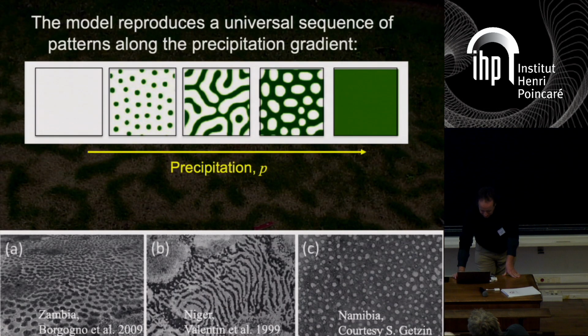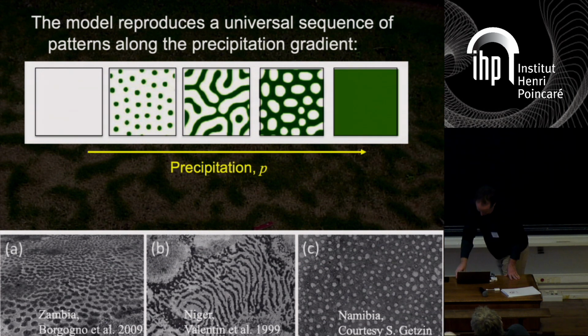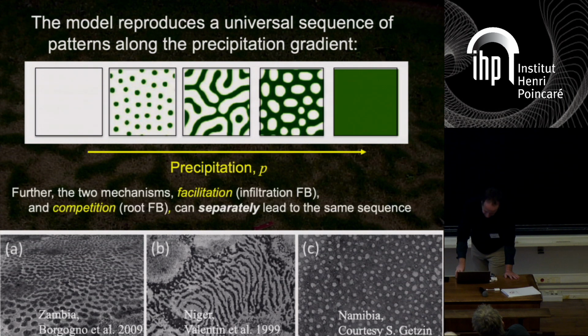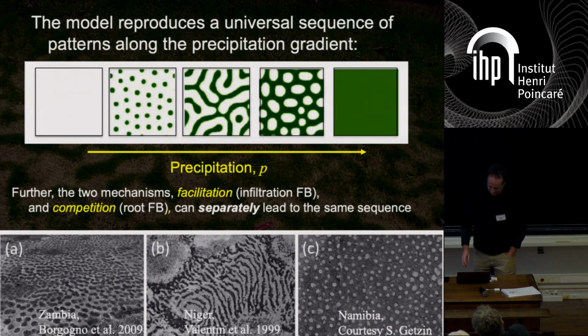Okay, so this is obviously, as I said, a universal sequence, which we recognize also in other fields. It has been observed that the sequence of patterns is obviously a function of precipitation, but the interesting thing is that when you look more carefully into it, you discover that there can be a coexistence of various patterns.